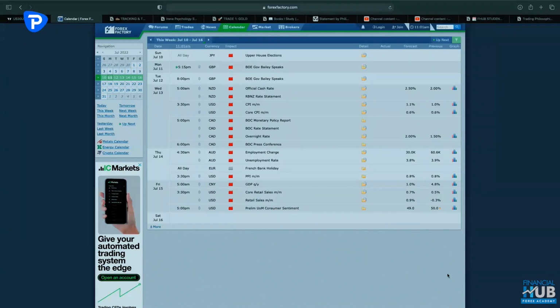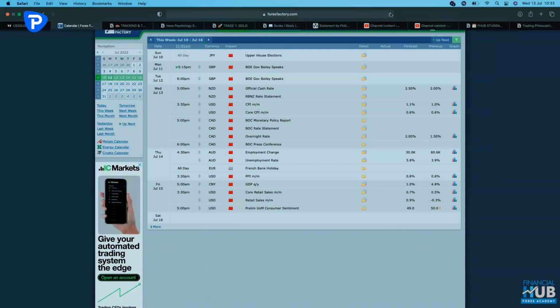Starting out, I'll look at the calendar. You're seeing we have the calendar for the week through Forex Factory. We have the Bank of England, with Governor Bailey speaking yesterday, Monday and Tuesday. Today we have a lot of news coming out. The New Zealand dollar released its interest rates, which they already did.